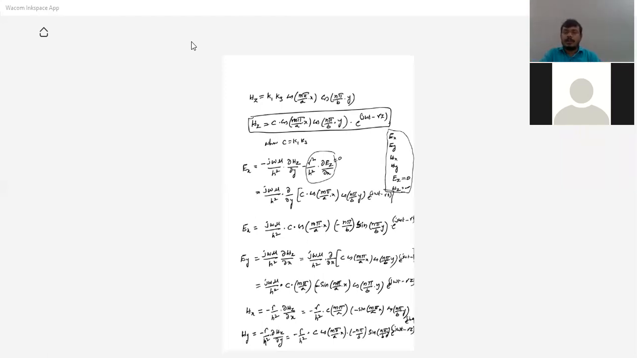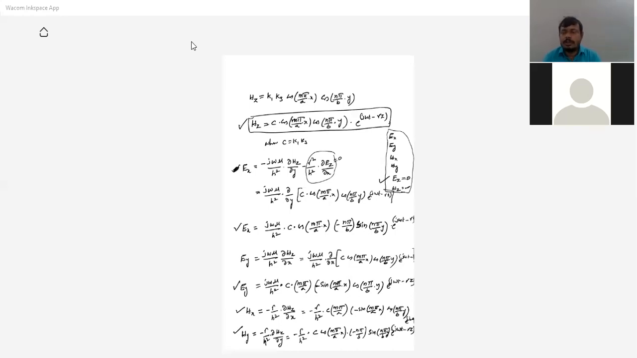Now these are the 6 field components for TE mode. For TE mode, we have the Ex component, Ey, Hx, Hy, and anyhow Ez is equal to 0. So these are the field components for TE mode. Is it clear up to this?